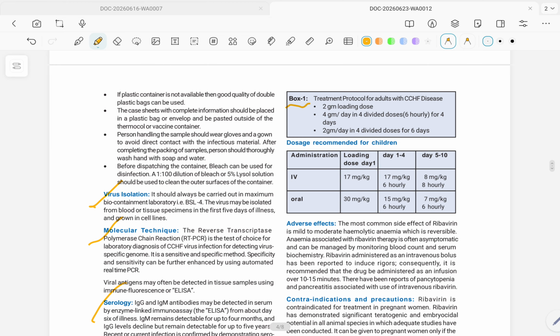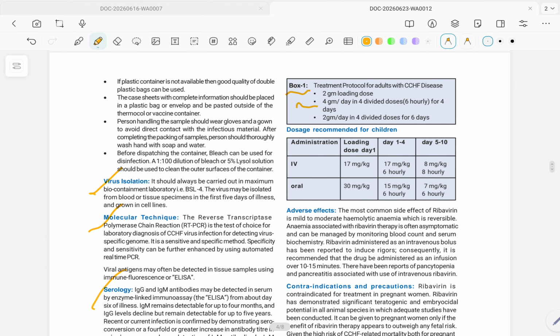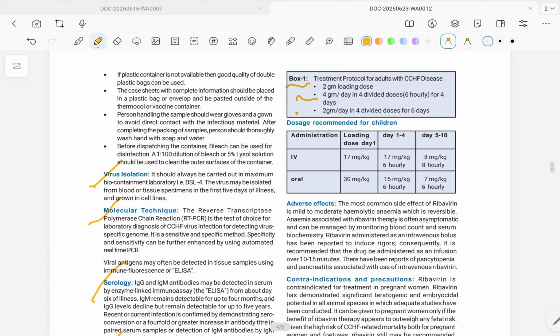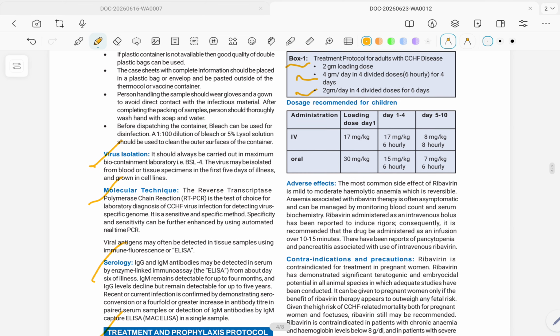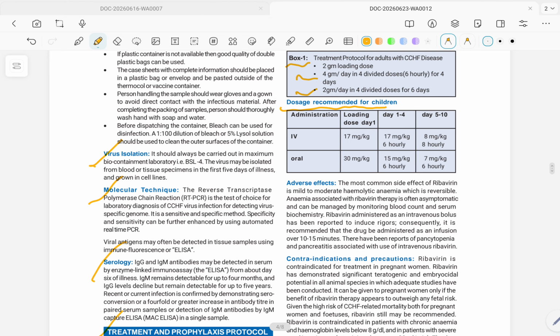Box 1. Treatment protocol for adults with CCHF disease. 2 gram loading dose, 4 gram per day in 4 divided doses 6 hourly for 4 days, then 2 gram per day in 4 divided doses 6 hourly. Dose recommended for children: IV, oral.